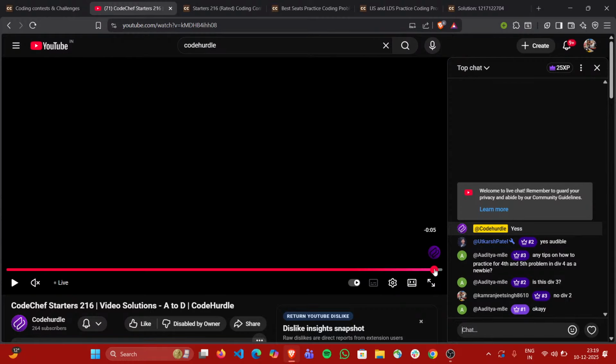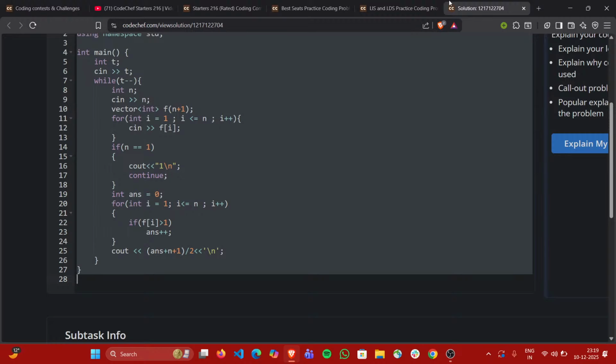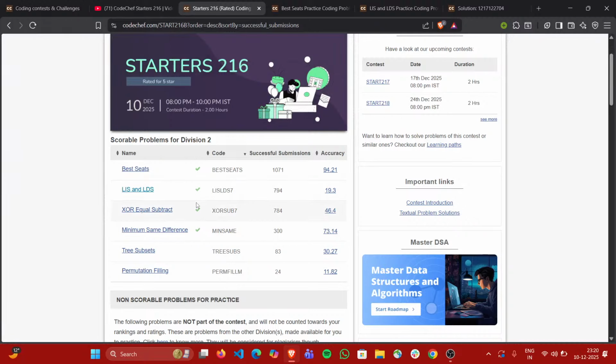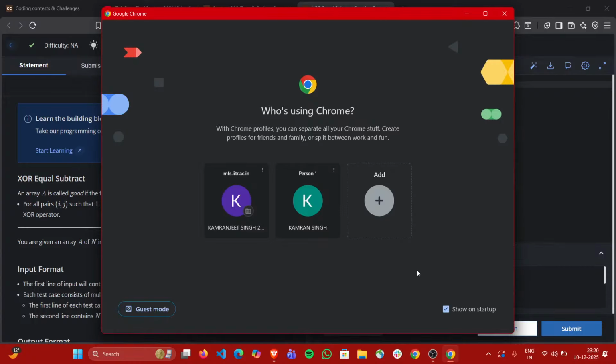Okay. So right now I will discuss the next question. The next question is XOR equals subtract. And then I will also open the whiteboard, since some of you might be struggling to understand it with the comments only.